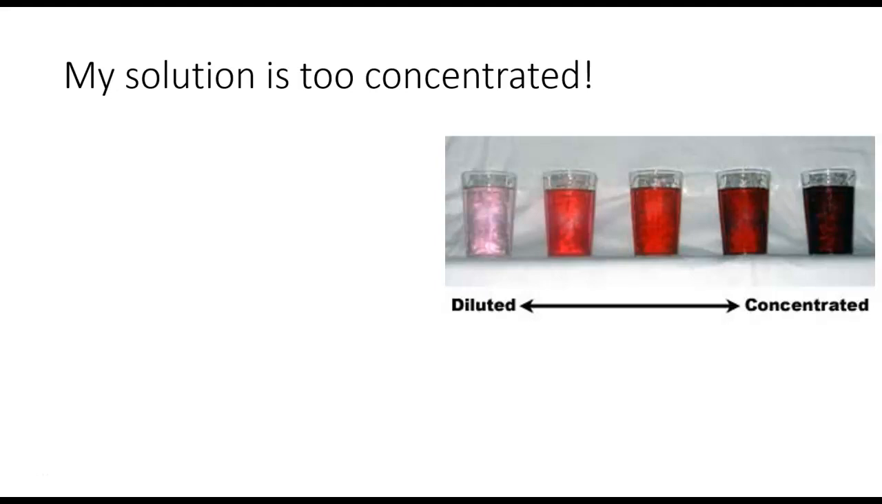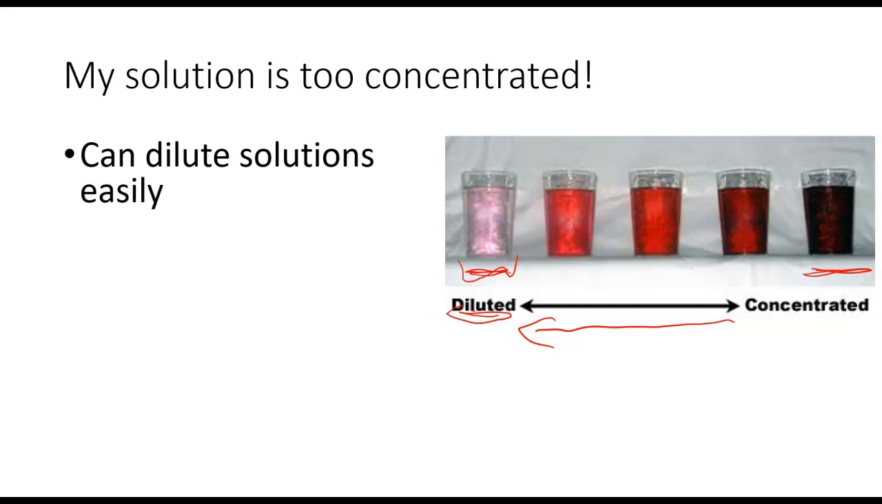Let's take a look at different concentrations of solutions and a particular problem. You've got a concentrated solution. It's way too concentrated. You've got way too much of whatever solute you want in your solution, and you want something that's less concentrated, or diluted. So this is a diluted solution, and that's a concentrated solution. We've got smaller amounts of substance in a diluted solution and larger amounts in a concentrated solution. And we can actually go this way quite easily, going from concentrated to diluted. We can dilute solutions very easily by adding more of the solvent.